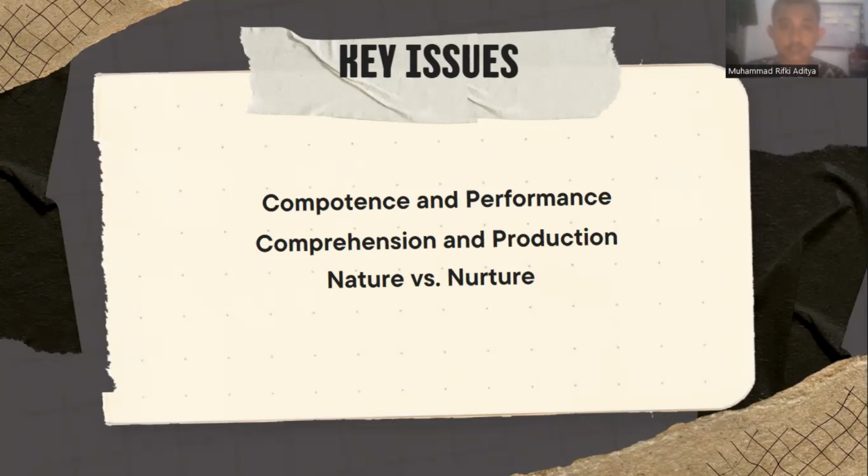So the relation between comprehension and production is dynamic. As a child's comprehension of language increases, it facilitates their language production ability. The two processes are interdependent, with improvements in one often leading to advancements in the other.